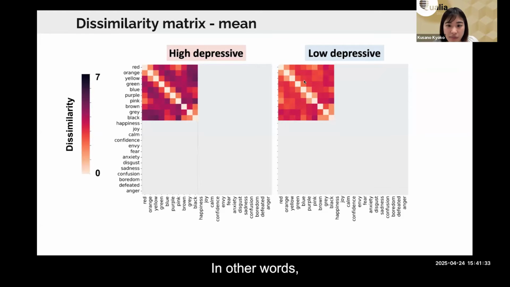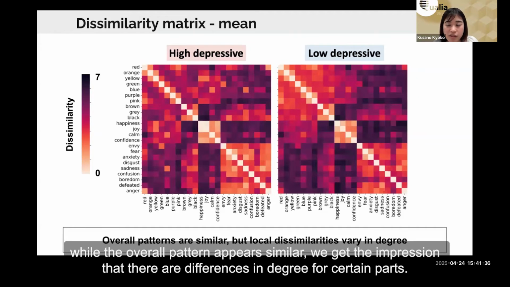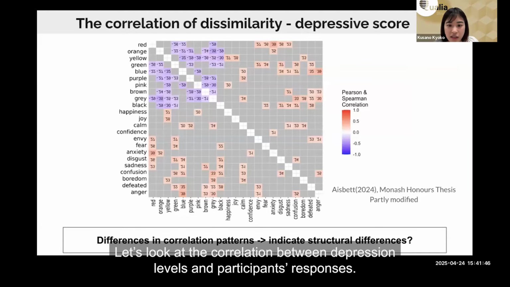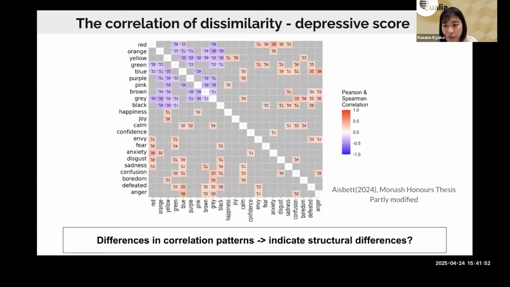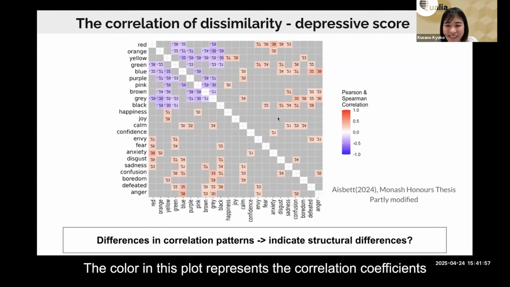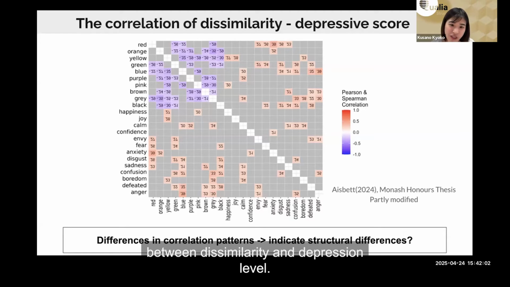In other words, while the overall patterns look similar, we get the impression that there are differences in the degree of certain pairs. Then let's look at the correlation between depression levels and participants' responses. Please ignore the numbers. The color in this plot represents the correlation coefficients between dissimilarity and depression level.